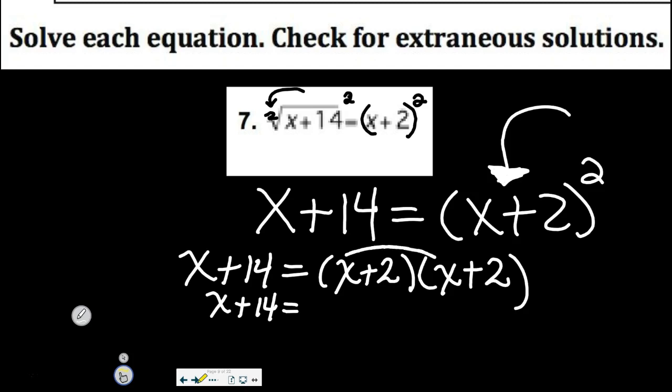All right, so first, you might want to write yourself a note. FOIL. What does FOIL stand for? First. Second. Outside.